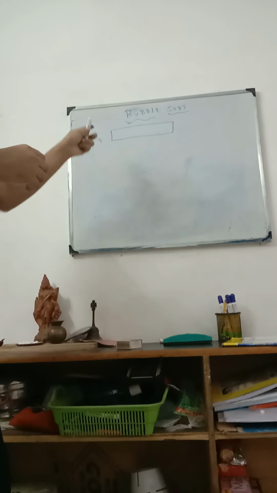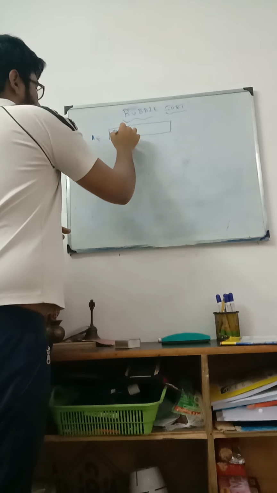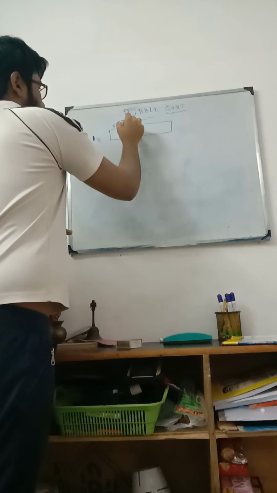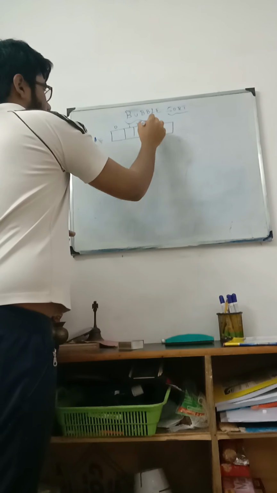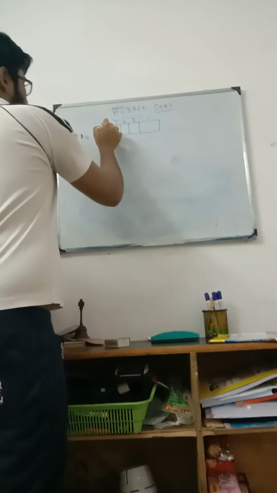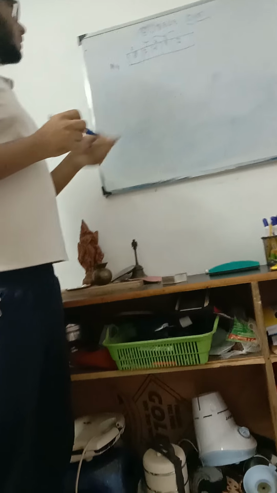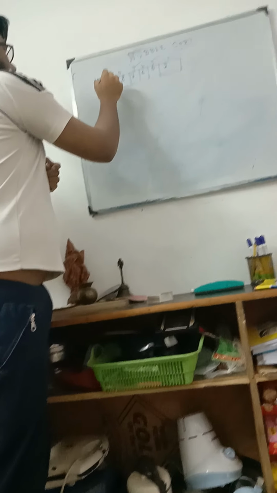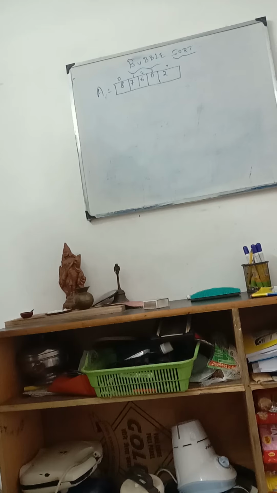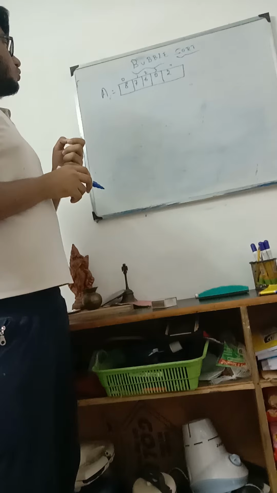So first, let's start with an array. How can you put elements in an array? Suppose A is an array. Suppose it contains elements at indexes 0, 1, and so on. These are called indexes. The elements are 8, 7, 6, 0, and 2. So A is an array of size 5, and now we need to arrange it.